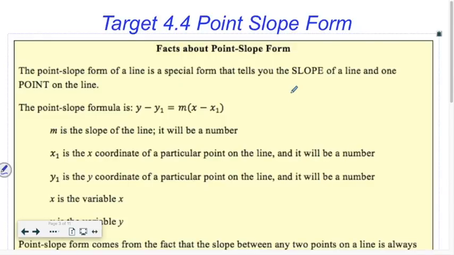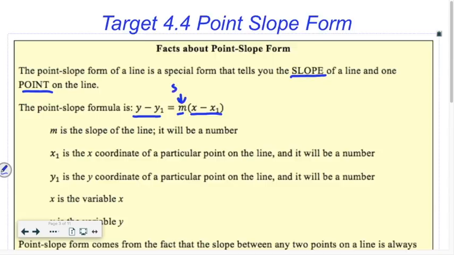Today we're going to be focusing on target 4.4, point slope form. So let's talk about a few facts about point slope form. The point slope form of a line is a special form that tells you the slope of a line and one point on the line. And it has this format. y minus y1 is equal to m times x minus x1.